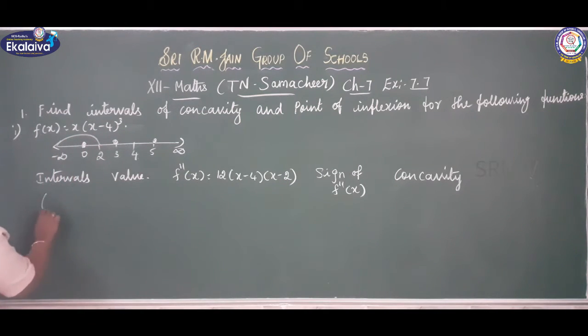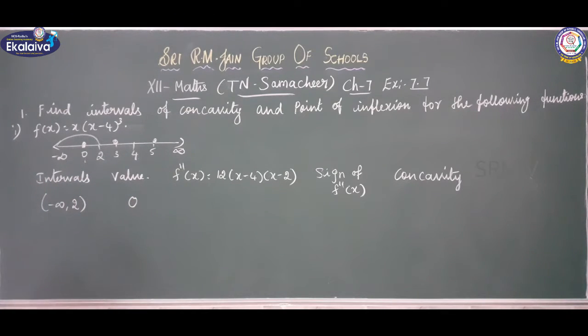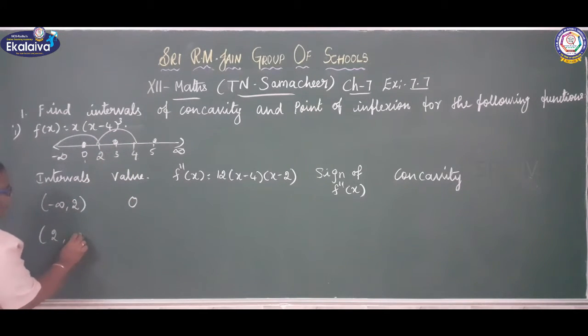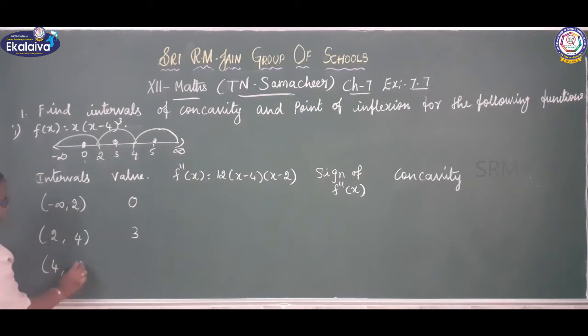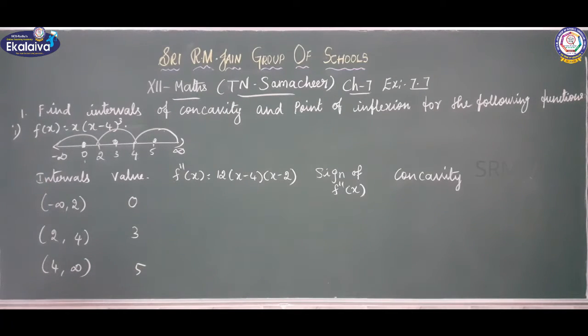So, intervals. What are the intervals we are going to take? Minus infinity to 2, you can put an open bracket. Both the brackets you can take as open brackets because we are taking only the center value. What are the values we are going to take? 0, then for 2 to 4 the value is 3, then for 4 to infinity, the value is 5.